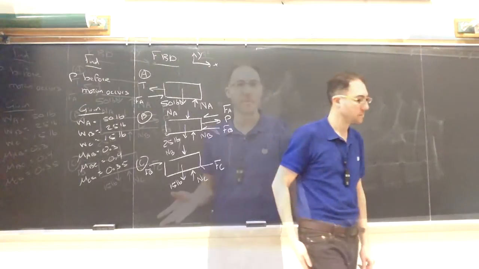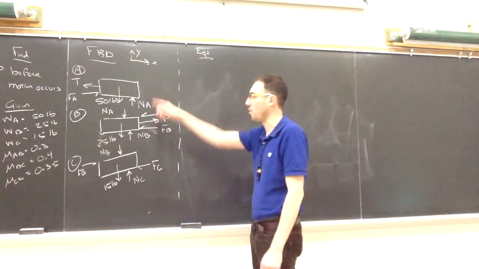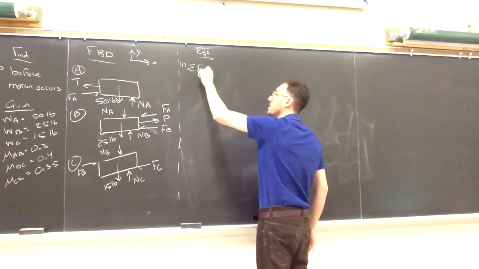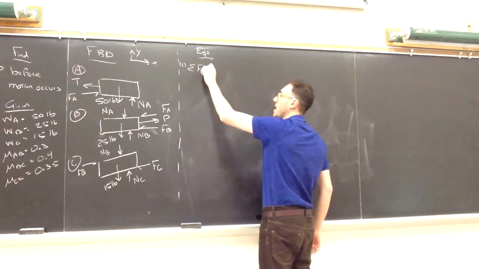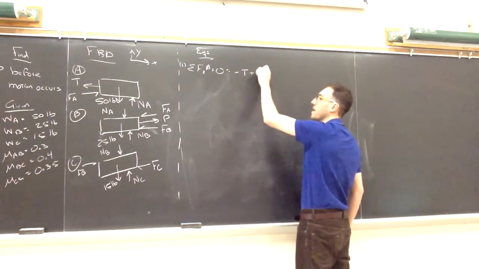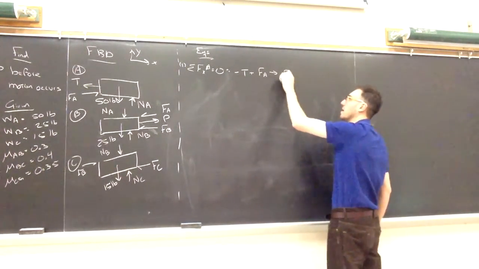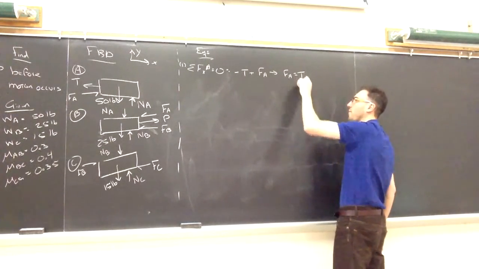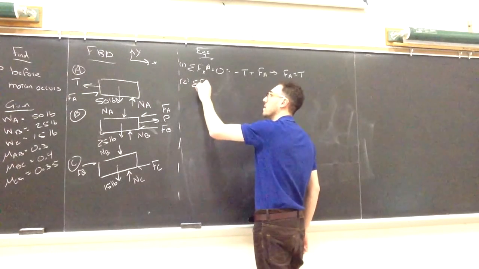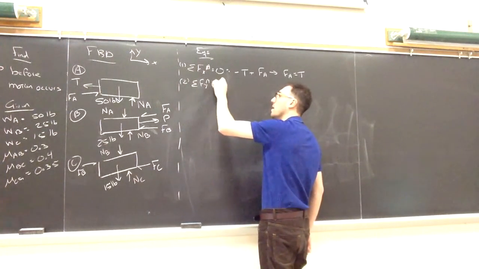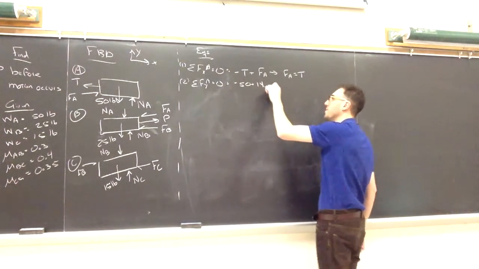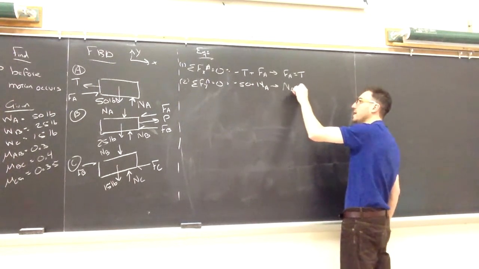Let's start with the equilibrium equations, since that's the more straightforward part here. If I sum my forces in the x direction in picture A, I'll get negative T plus FA. So the force of friction A is equal to the tension in the rope at equilibrium. In the y, I get negative 50 plus NA. So here we do see that that first normal force is equal to the weight.